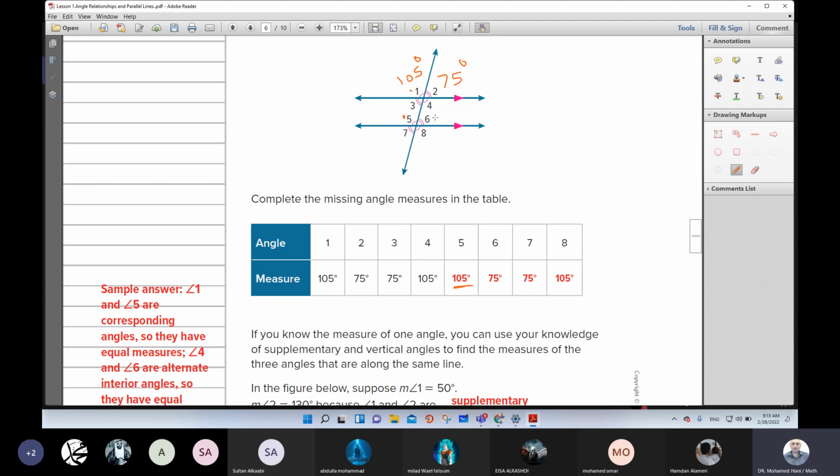Angle 6 and angle 2 are also corresponding angles, meaning congruent. So the measure of angle 6 equals the measure of angle 2. If angle 2 is 75, angle 6 will be what? It will also be 75.